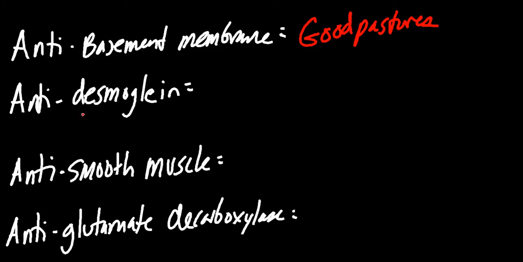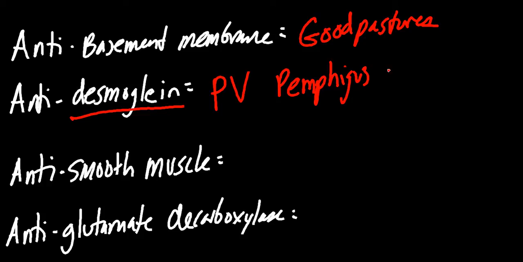Anti-desmoglein. The desmoglein should clue you in. What disease has desmoglein associated with it? Well, it's going to be pemphigus vulgaris. I shorthand it PV, just pemphigus vulgaris. Contrast that to bullous pemphigoid. Pemphigus vulgaris is going to be kind of the flaccid or the non-tense blisters.